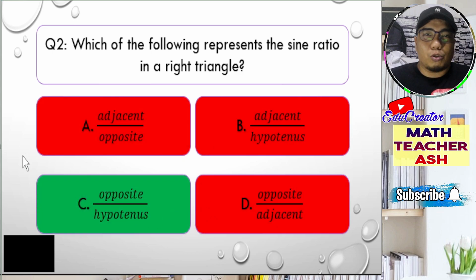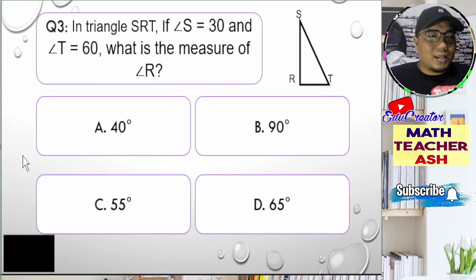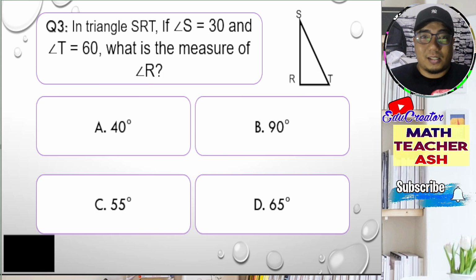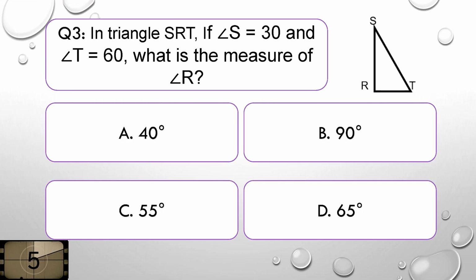Now let us go to question number 3. In a triangle SRT, if angle S is equal to 30 and angle T is equal to 60, what is the measurement of the angle R? Is it A, 40, B, 90 degrees, C, 55 degrees, or letter D, 65 degrees? I'll give you 5 seconds to think about your answer.